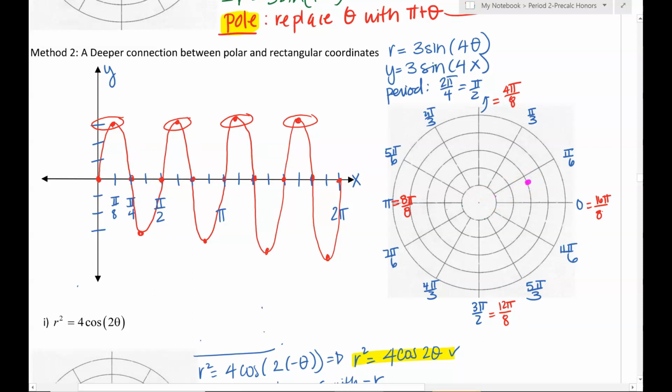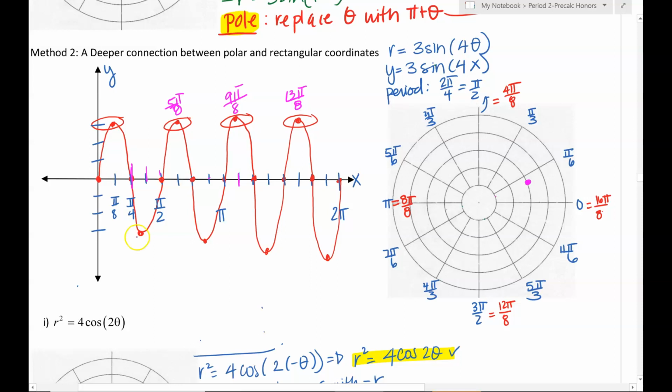Then if that's pi over 8 right here, 2 pi over 8 here, 3, 4. And this is 5 pi over 8, just like that. 6, 7, 8, 9 pi over 8 is here. So what if I just add a period? A period is 4 pi over 8. So the next one is going to be 13 pi over 8, just like that.